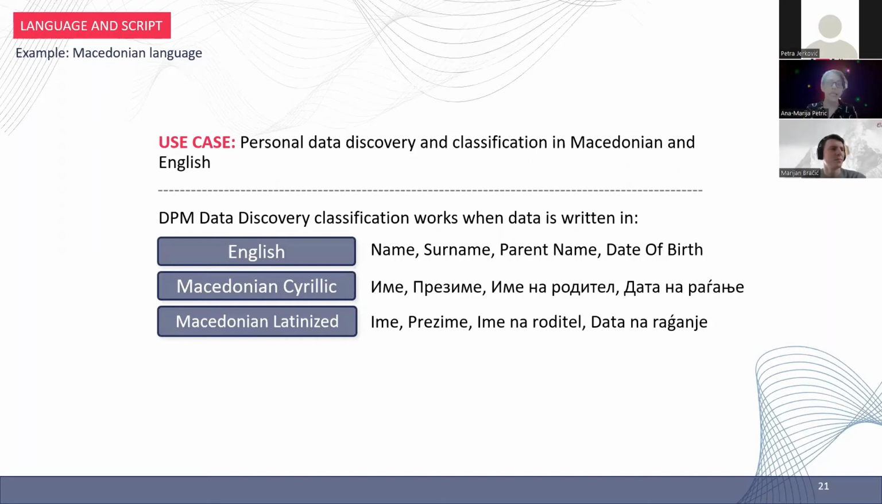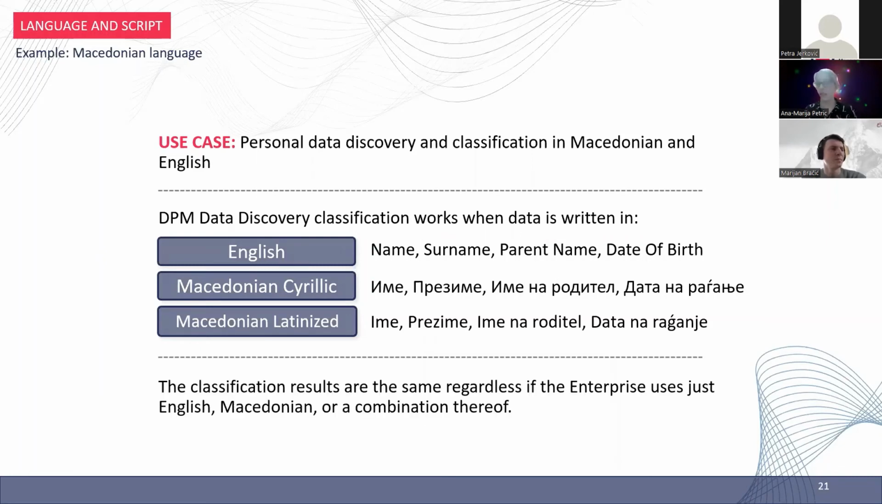And you can basically, with our data discovery, classify these columns regardless of language. So you can have just English tables, Macedonian tables, or any combination thereof. You can literally have one column with an English name and the other column with a Macedonian name. So this is one of the features that I really strongly believe is necessary, and we should have equal opportunity to comply with the regulations regardless of the location or the language or the script that we use.